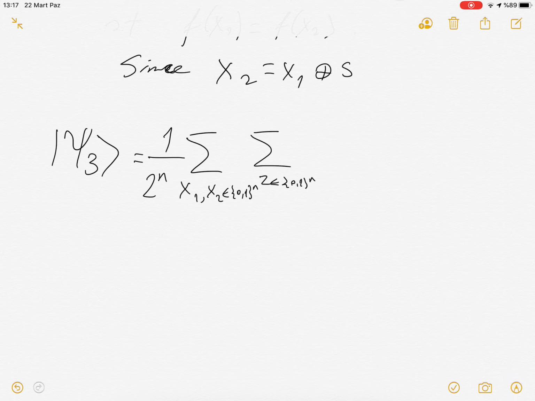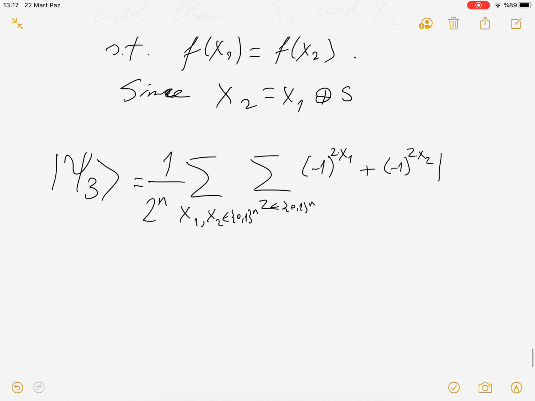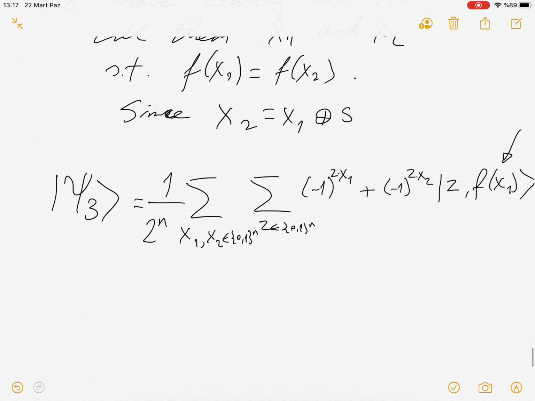Okay, so setting x1 and x2 apart, I have (-1)^(z·x1) plus (-1)^(z·x2), and then I have the basis state z in the first register, and in the second register I have x1. I could also write x2 here. It doesn't matter because f(x1) and f(x2) are equal to each other.